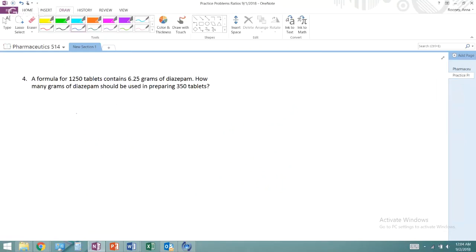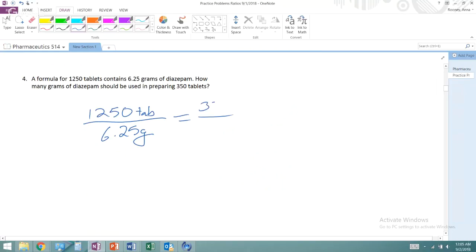All right, a formula for 1,250 tabs. You'll find out that's the medical abbreviation. Contain 625 grams of diazepam. I'm trying to remember what's the brand name of diazepam. I cannot remember off the top of my head right now. All right, and how many grams of diazepam should be used in preparing 350 tablets?